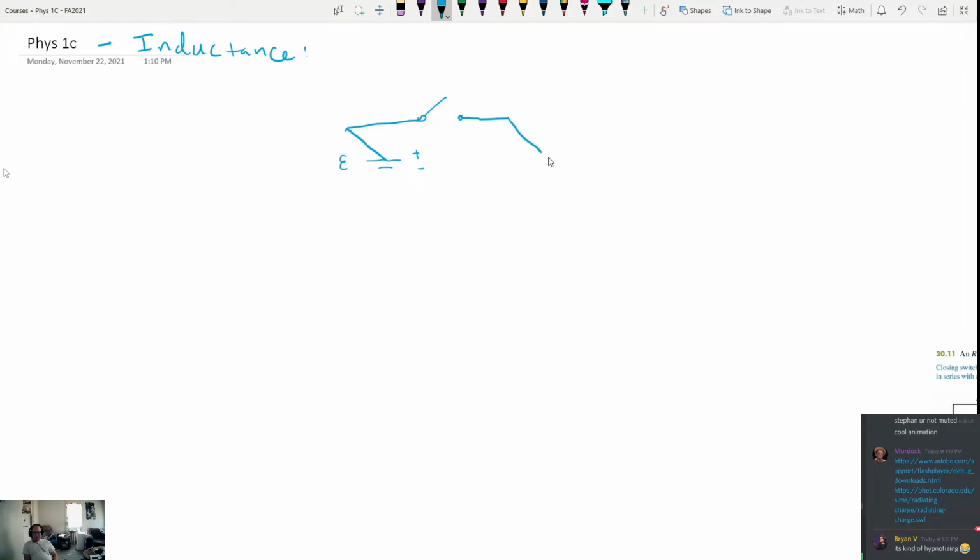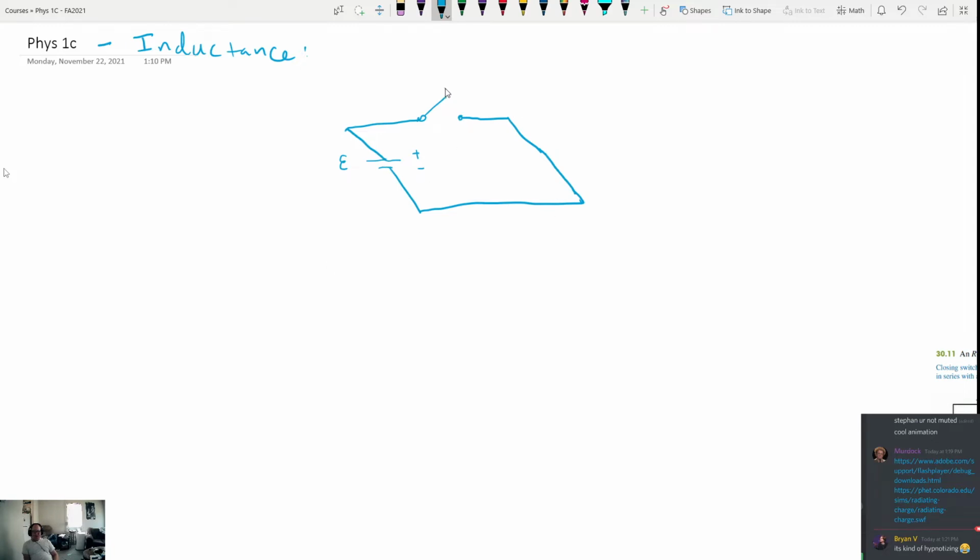And I guess I'll put a resistor in here. I don't have to put a resistor in here, though, do I? I don't think I need to put a resistor in here. We're just going to have literally just an open circuit like this. So we have a circuit. All it contains is a switch and an EMF source, right? But it is a loop.